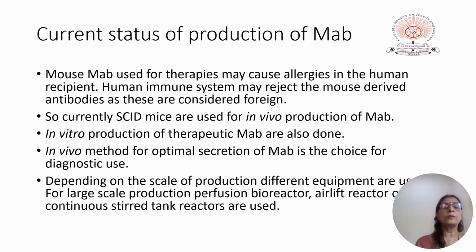Mouse MAB may not be tolerated by the human system and it may cause severe allergic reactions. So currently, immunodeficient mice are used for in vivo production of MAB. In vitro production methods are also used. Mass production of MAB can be done by using bioprocessing techniques. The in vivo method is the choice for diagnostic use and in vitro production for therapeutic use.